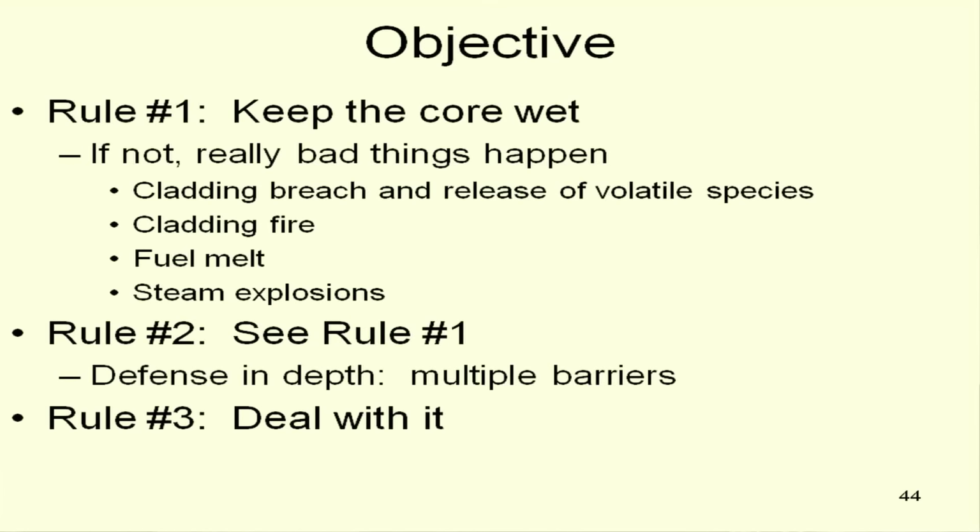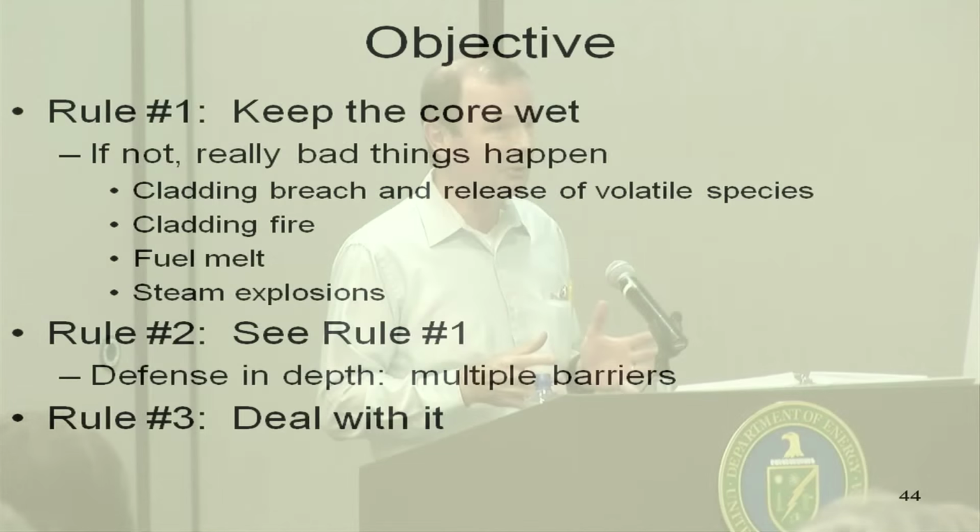Well, the first obvious thing is keep the core wet. I've got a colleague named Lake Barrett who's been active in the Fukushima situation, and he says a wet core is a happy core. If you keep it wet, and maybe as a corollary can get the heat out of the water that's in there, not real bad things will happen, at least safety or health impact wise. You might mess up your reactor real good, but that's an economic issue. If not, those things I mentioned: cladding breach, cladding fire, fuel melt, and steam/hydrogen explosions.